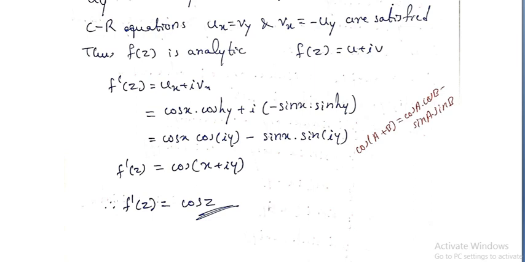Now use f dash of z equal to u_x plus i v_x. So u_x result is cos x cos hyperbolic y, v_x is minus sin x sin hyperbolic y. So again convert or express cos hyperbolic y as cos iy, and i sin hyperbolic y is sin iy. So cos x cos iy minus sin x sin iy is cos(x plus iy), and x plus iy is z, so f dash of z is equal to cos z.